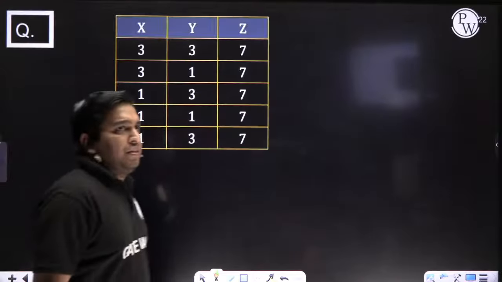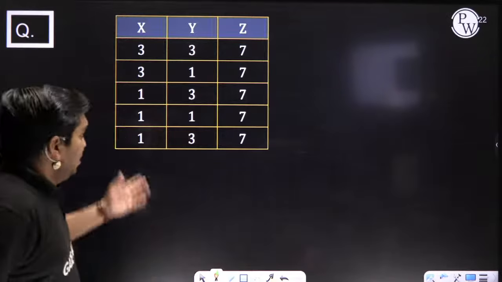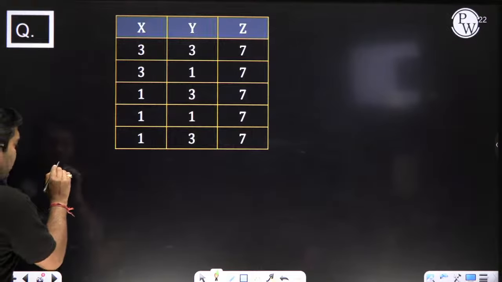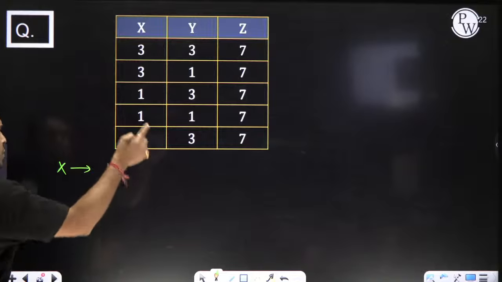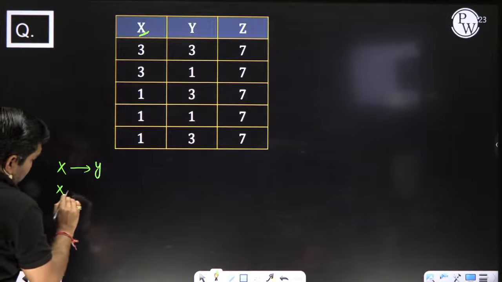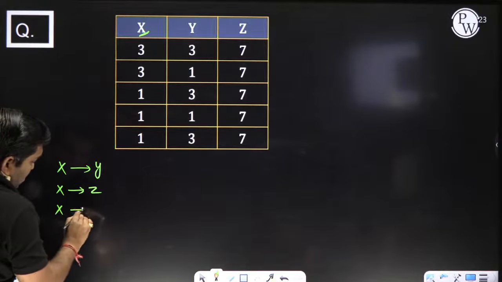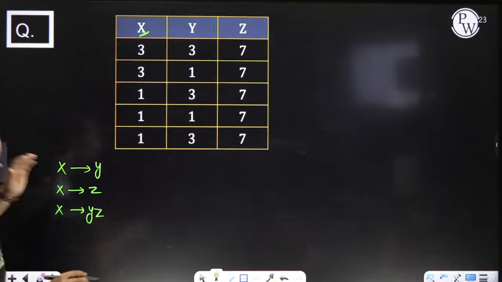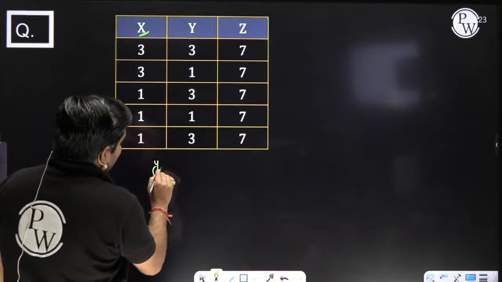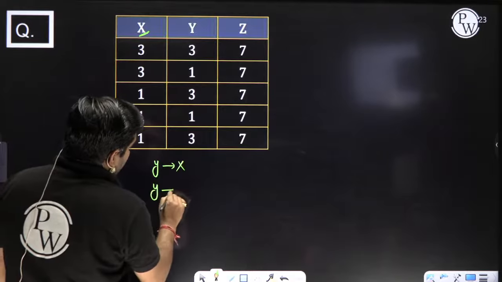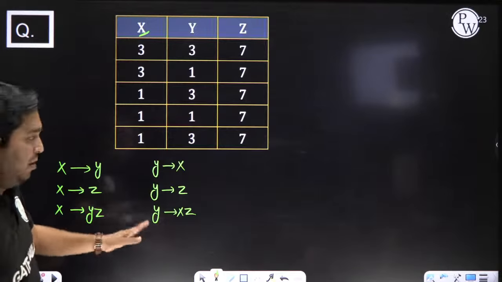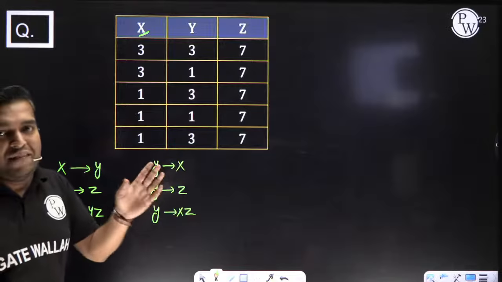Now in this question, tell me which one is satisfying according to the given instance. I am giving the options. First of all, how do we find non-trivial FDs, how do we make combinations? Pick X. What are the combinations? X to Y, X to Z, and X to YZ. Second, Y to X, Y to Z, Y to XZ. You can see these are non-trivial because the intersection is phi.